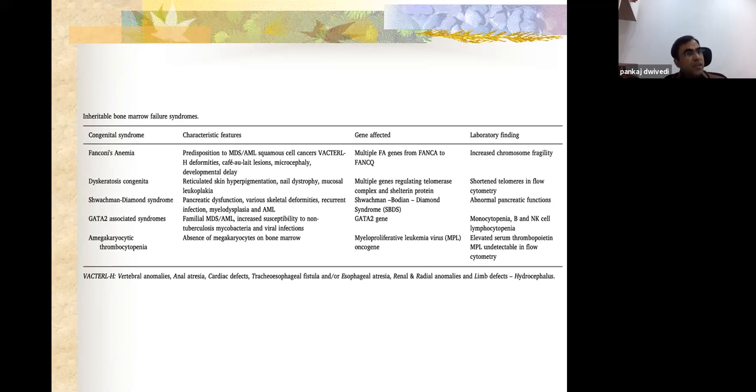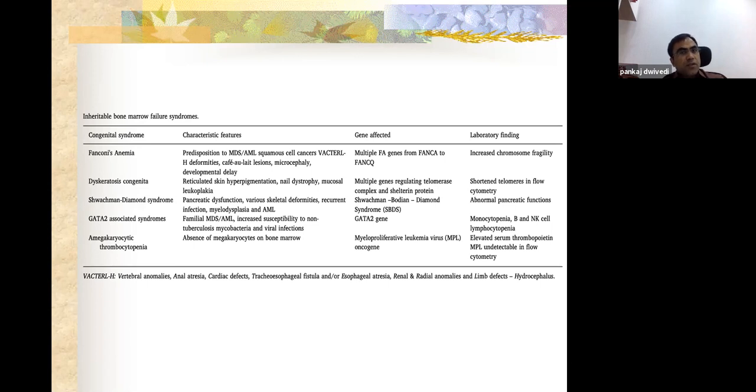Dyskeratosis congenita: reticulated skin and hyperpigmentation. You will find clinical features like nail dystrophy and mucosal leukoplakia, with multiple genes regulating telomerase, telomere length, the shelterin complex protein, and shortened telomeres on flow cytometry. Shwachman-Diamond: you know that pancreatic dysfunction is there, various skeletal deformities, recurrent infection, and myelodysplasia and AML can be found at a higher frequency.